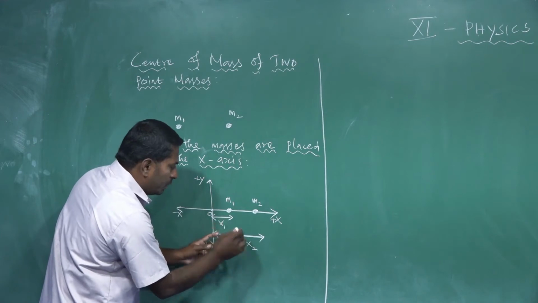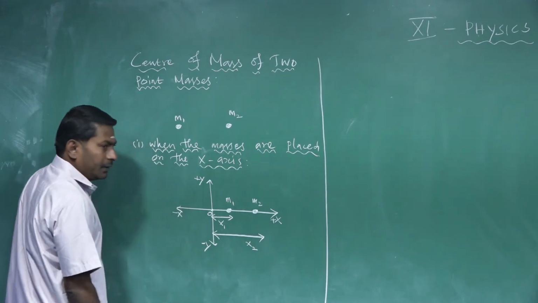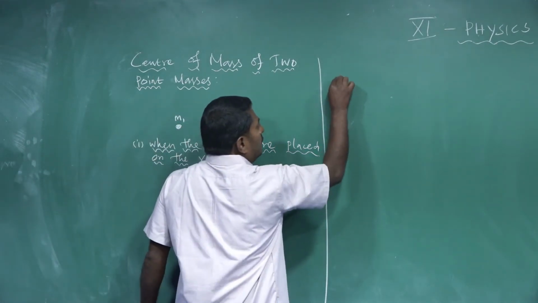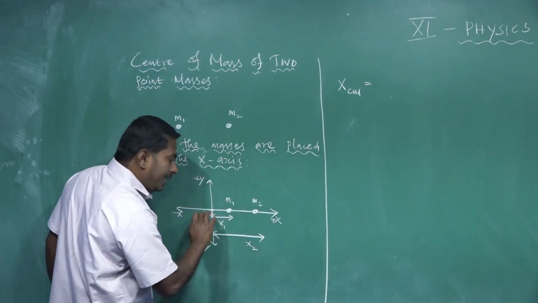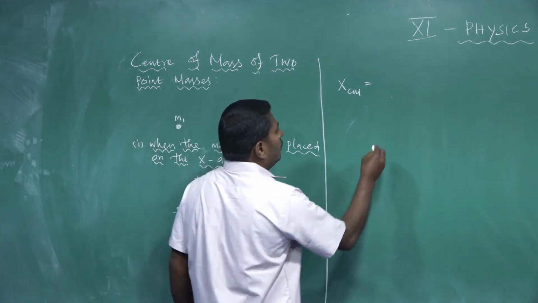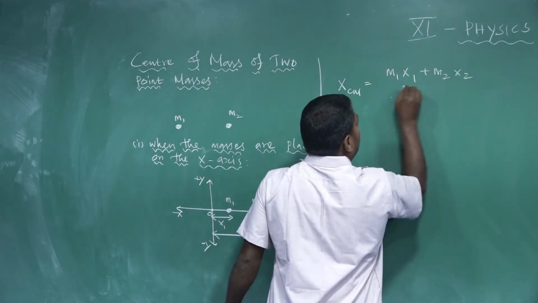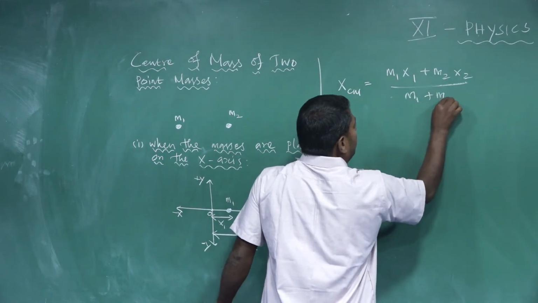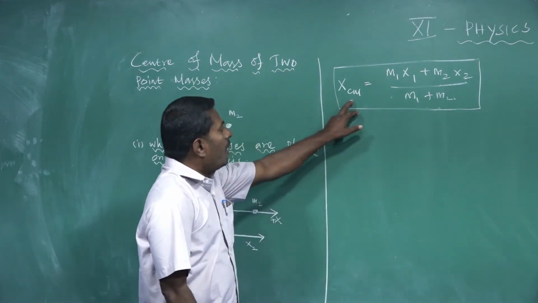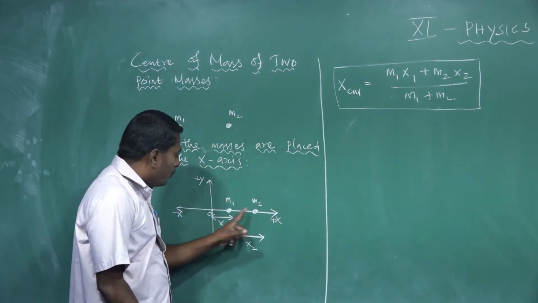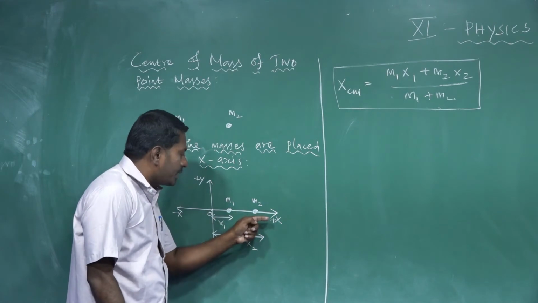Then how do we find out the center of mass of the 2-point masses of the system? By using one calculation. We have an equation. The center of mass point of the 2-point masses is also lying along the positive x-axis by the equation m1x1 plus m2x2 divided by m1 plus m2. This is an equation to calculate the center of mass of the 2-point masses of the system if the 2-point masses are located along the positive x-axis.